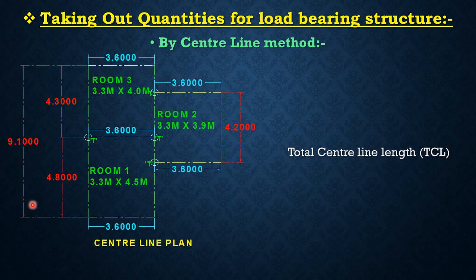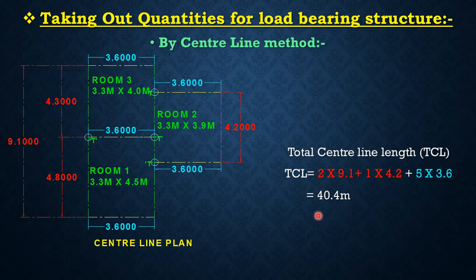First, we know here two lines are of equal length, this and this, having length 9.1 meter, and also 5 lines having equal dimension 3.6 meter. This is 1, this is 2, this is 3, 4 and 5. Then TCL is equal to 2 into 9.1 plus 5 into 3.6, and only one is a different length, that is 4.2, plus 1 into 4.2. Then the total center line length is 40.4 meter.